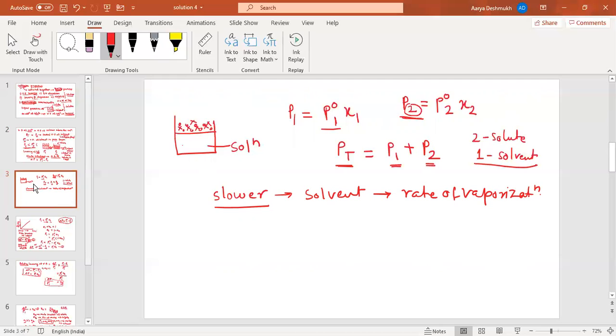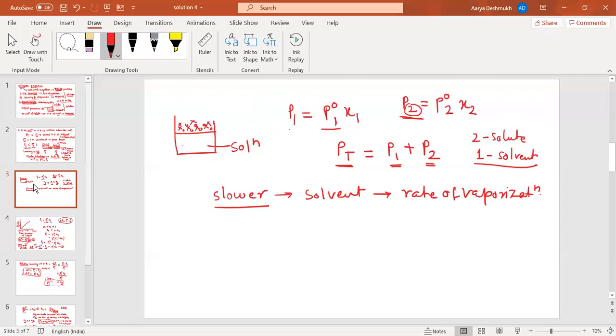As per Raoult's law, P1 equals P01 into X1, and P2 equals P02 into X2, as we have seen earlier. The total vapor pressure of the solution is the addition of these two components. But in the case of a non-volatile solute, the law is applicable to the volatile solvent. The law states that the vapor pressure of the solvent over the solution is equal to the vapor pressure of the pure solvent into its mole fraction in the solution.